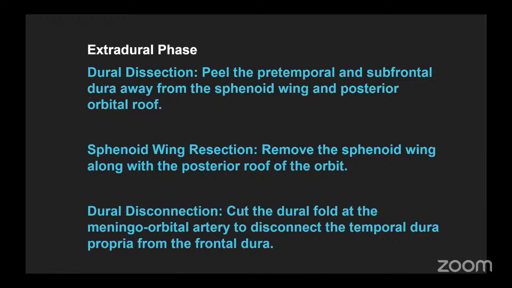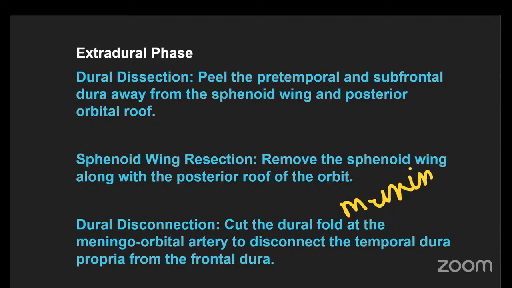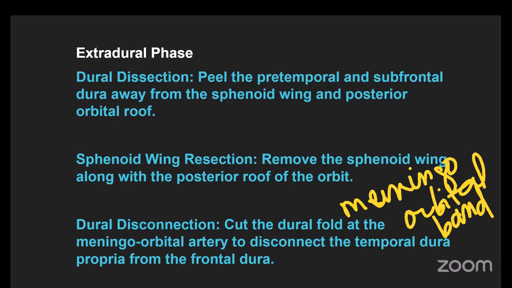After the resection, we cut the meningo-orbital band. Remember this name? This is meningo-orbital band. It attaches in close vicinity to anterior clinoidal process and superior orbital fissure, and it has meningo-orbital artery, which is also a significant supply to the tumor. So once you cut this and you disconnect, then this artery is also obviously cauterized and the tumor will be devascularized early on in the surgery.